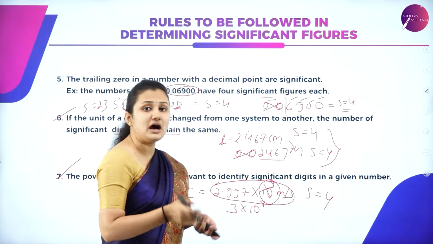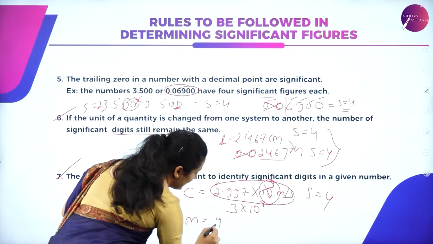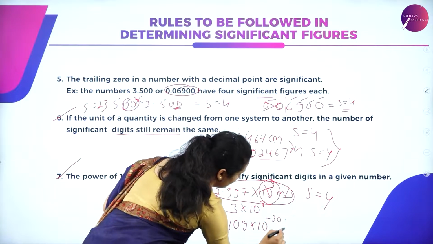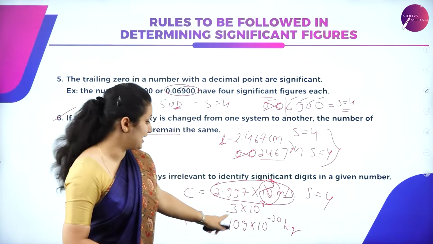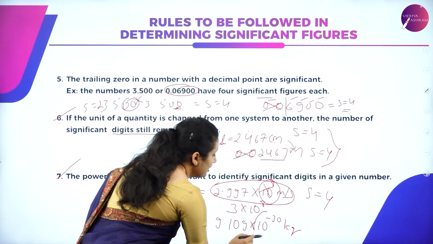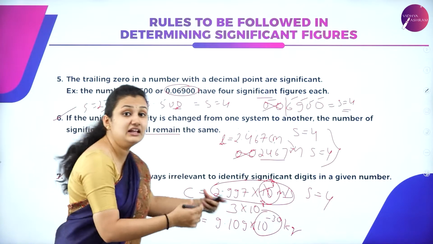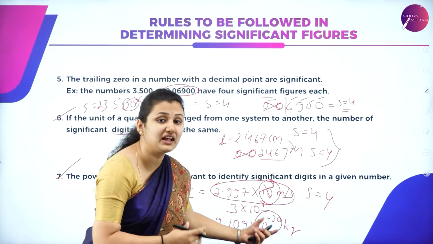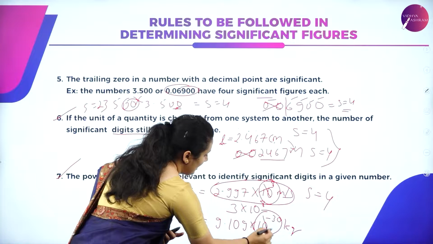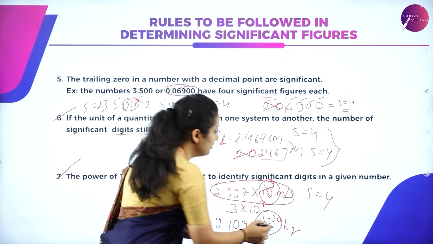Consider the mass. The mass is equal to 9.109 into 10 to the power minus 30 kg. The power of 10, 10 to the power minus 30, is irrelevant for me to write my significant digits in the given number. So I know my significant figures are 1, 2, 3, 4 again. S is equal to 4.